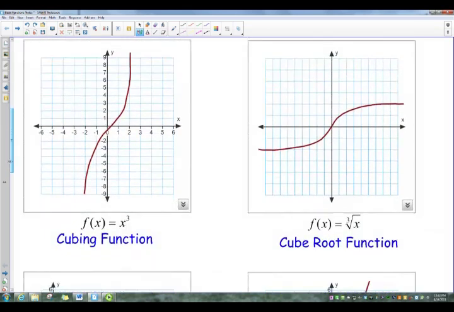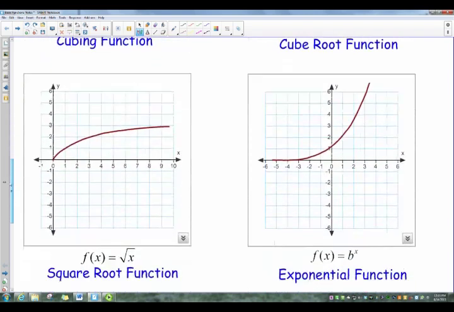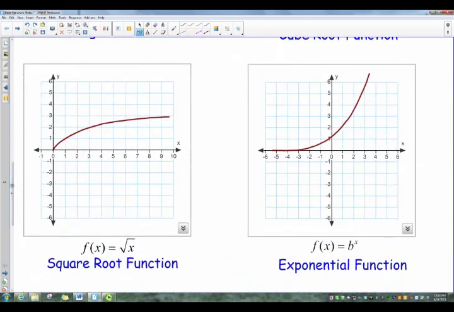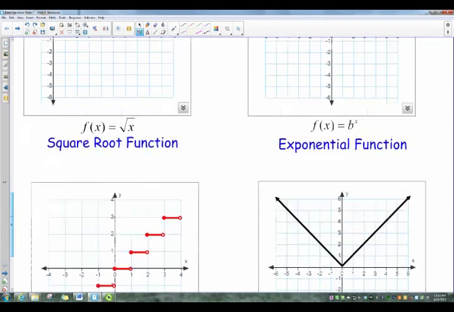Same thing with this cubing function. A cubing function, if you're going from left to right, I'm moving again this way. Notice how it's always moving up. That is increasing. So this is an increasing graph. Cube root, much the same. Square root, much the same. Exponential, much the same. So you can see how all these things are increasing.